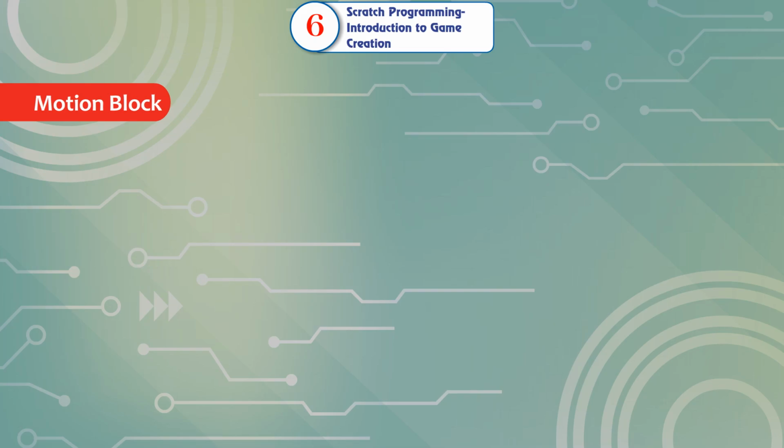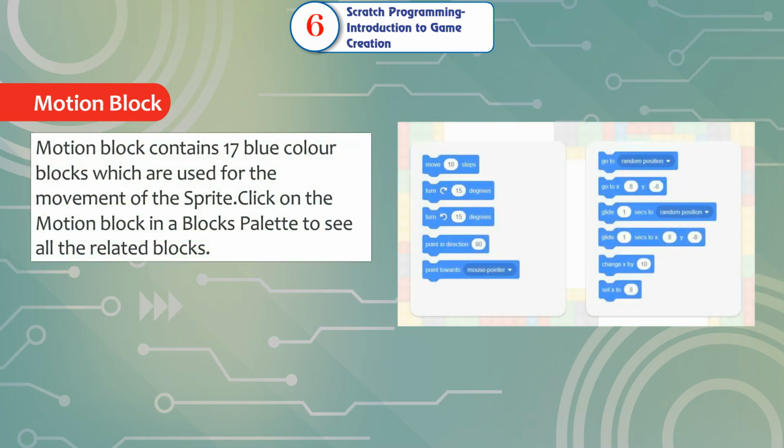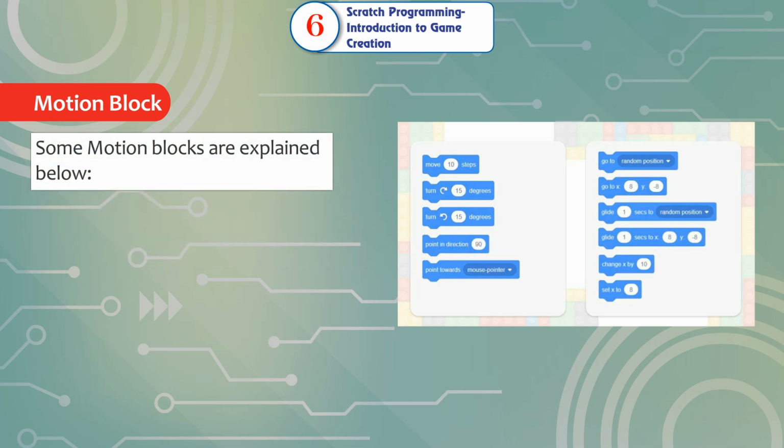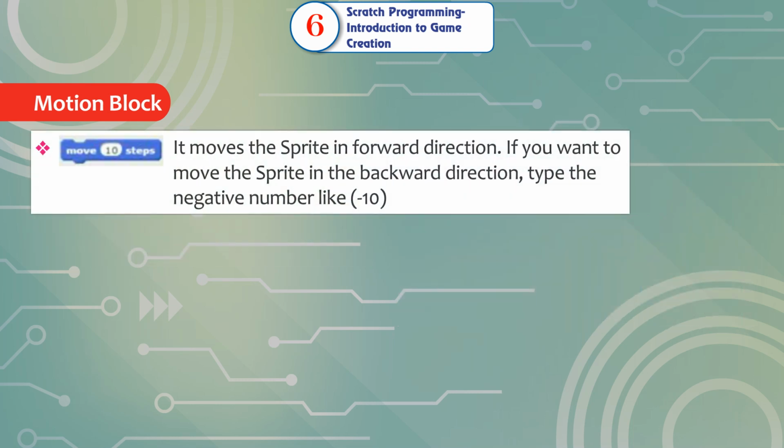Motion blocks. The Motion category contains 17 blue color blocks which are used for the movement of the sprite. Click on the Motion category in the blocks palette to see all the related blocks. Some motion blocks are explained below. It moves the sprite in the forward direction. If you want to move the sprite in the backward direction, type a negative number like -10.